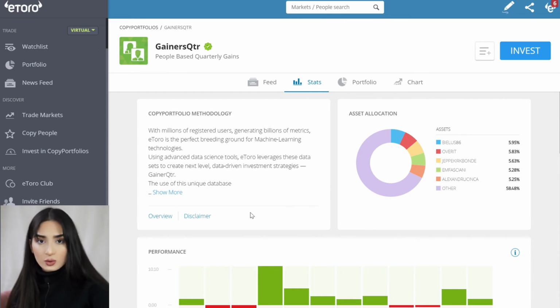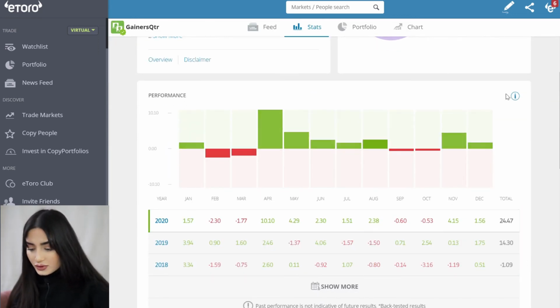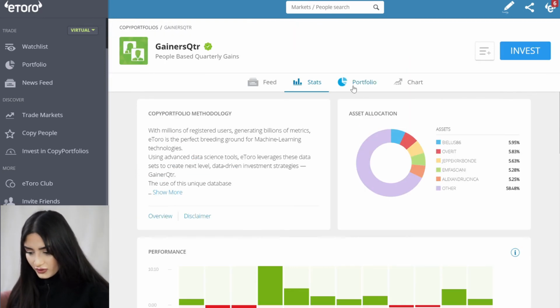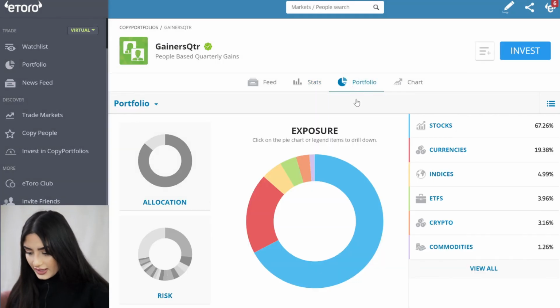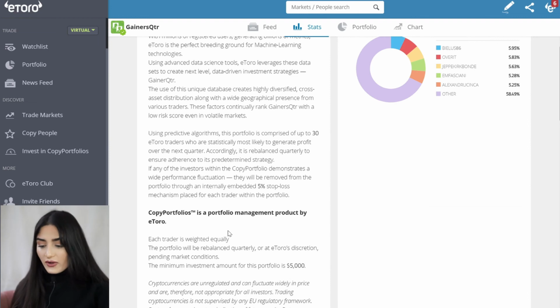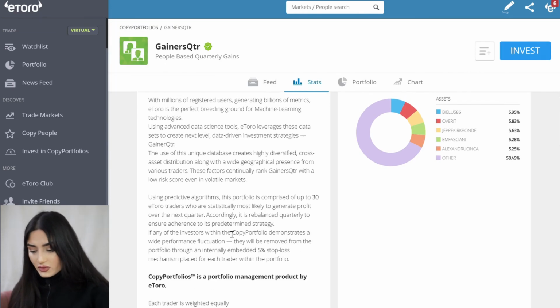So when you invest in this portfolio, you're looking at many different traders pooled into this portfolio. For example, let's click on portfolio and we can see the asset allocations and the risk allocation. So 26% Amazon, 27% others. This one is Microsoft, that sort of thing. This portfolio uses predictive algorithms, where it actually comprises 30 eToro traders who are statistically most likely to generate profit over the next quarter.